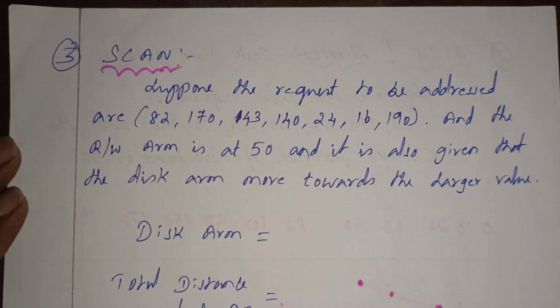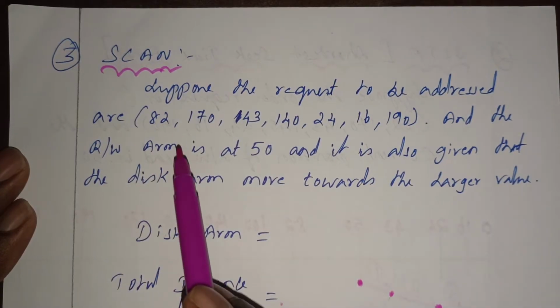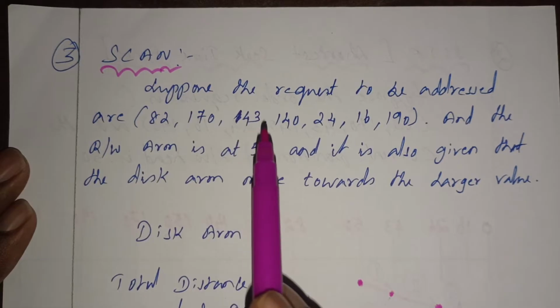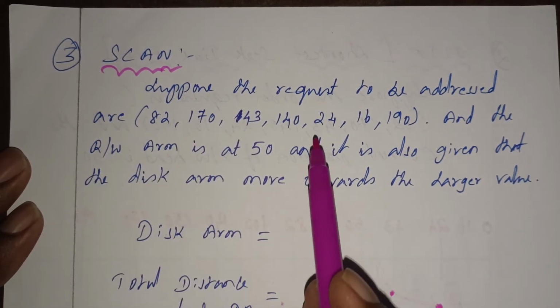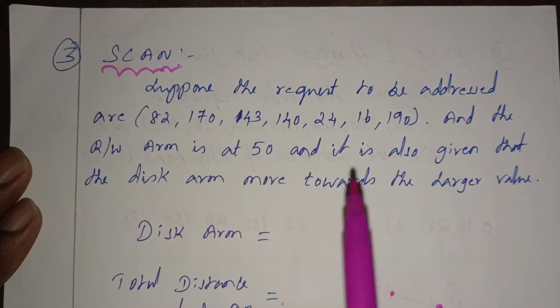In continuation of the previous topic, I am going to teach you all about the disk scheduling algorithm SCAN. Let me tell you what SCAN is all about. The disk arm moves in a particular direction and serves the requests coming in its path. It may move either left or right, and continues until reaching the end of the disk.